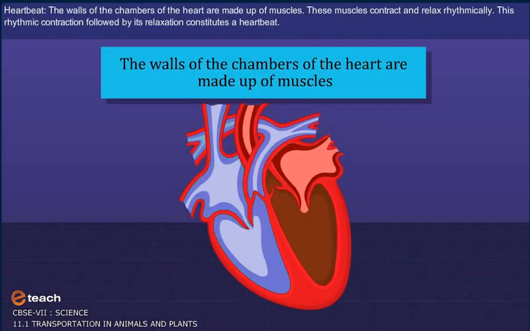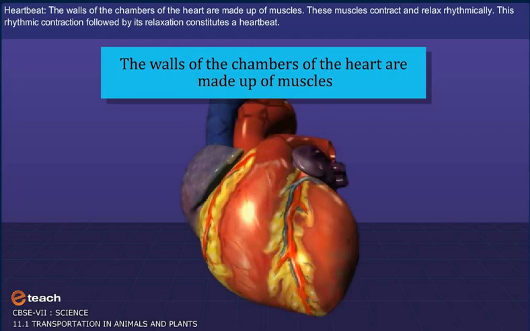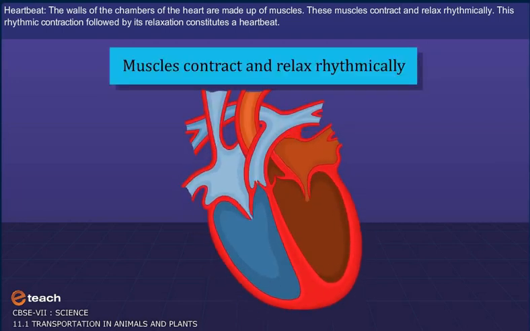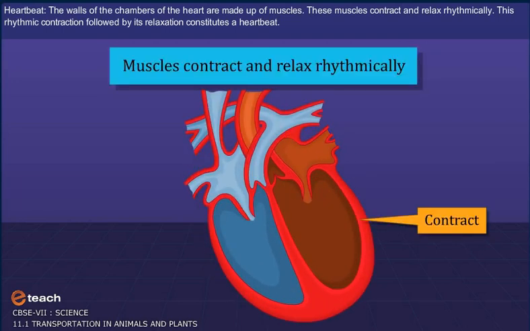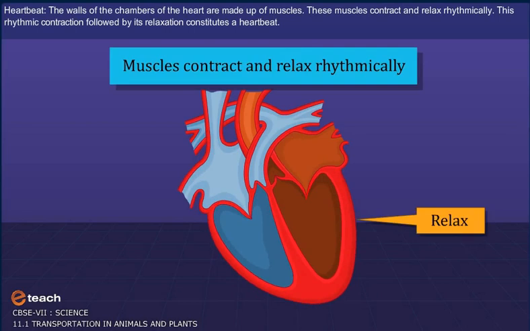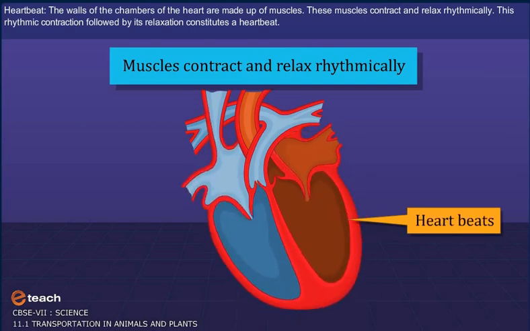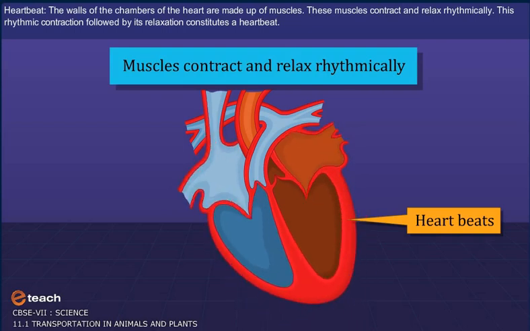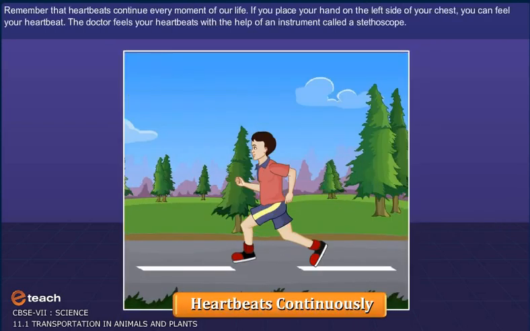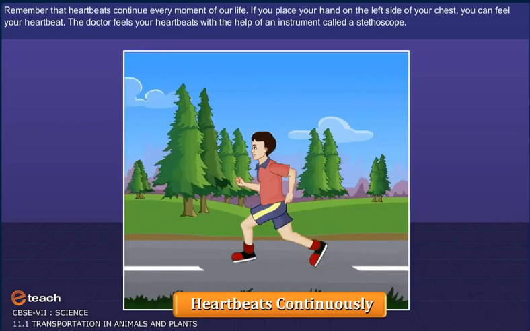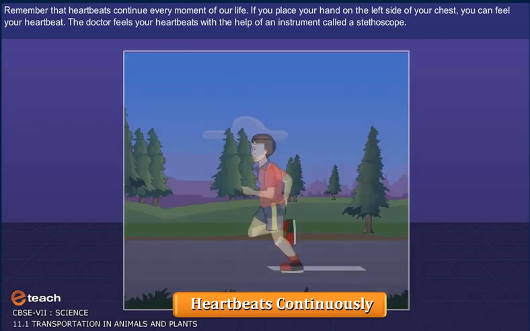Heartbeat. The walls of the chambers of the heart are made of muscles. These muscles contract and relax rhythmically. This rhythmic contraction, followed by its relaxation, constitutes a heartbeat. Remember that heartbeats continue every moment of our life.